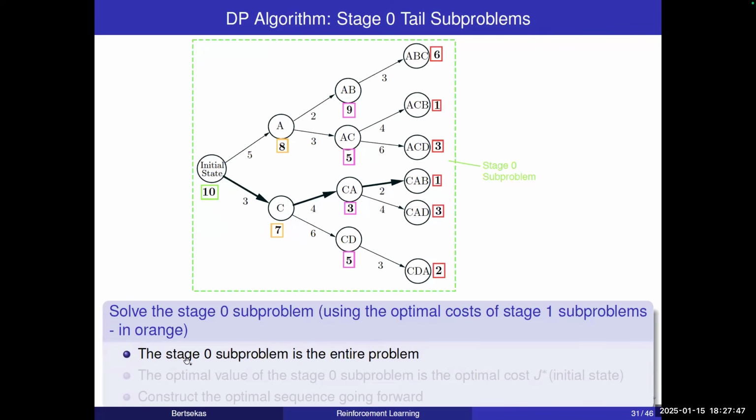At this point, the stage 0 subproblem is the entire problem. And the optimal value of the stage 0 subproblem is the optimal cost.